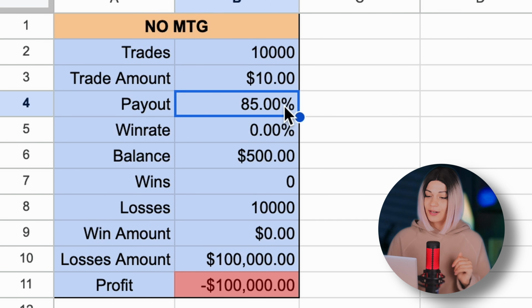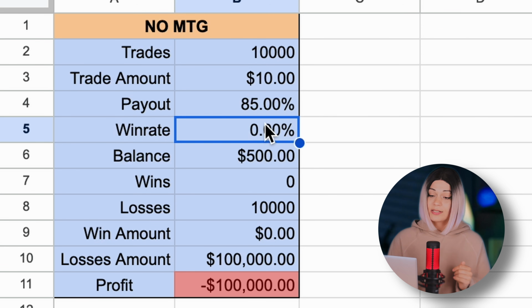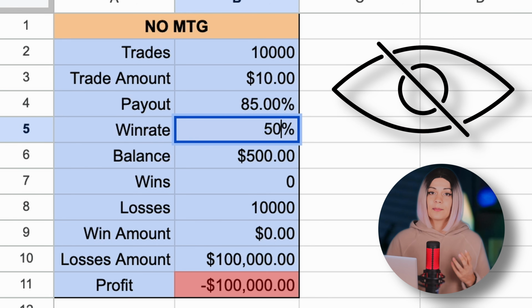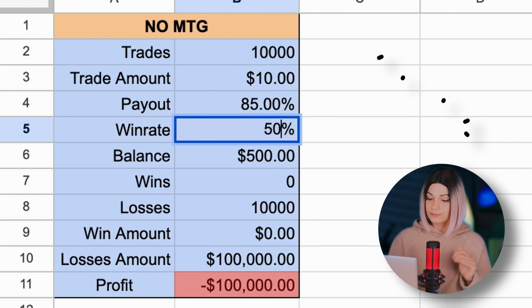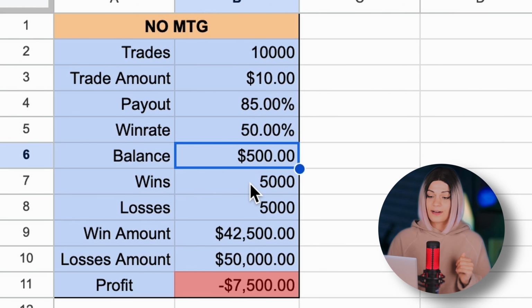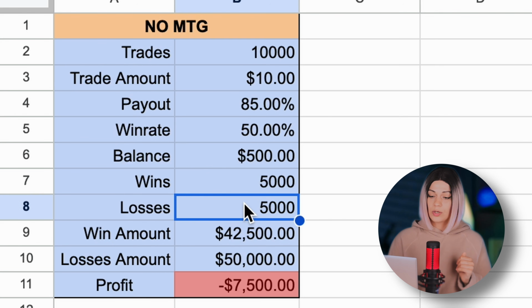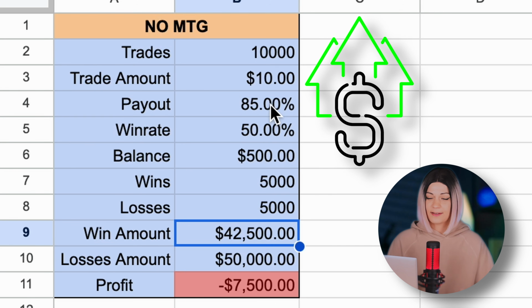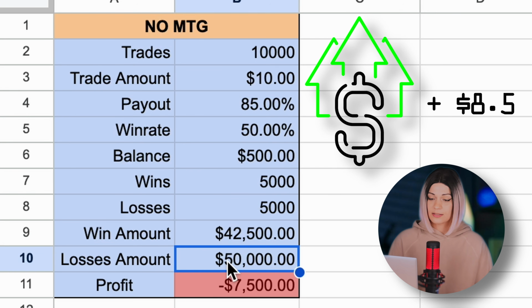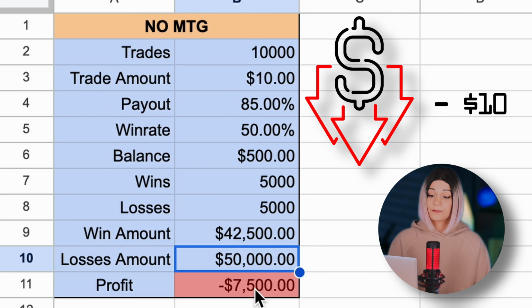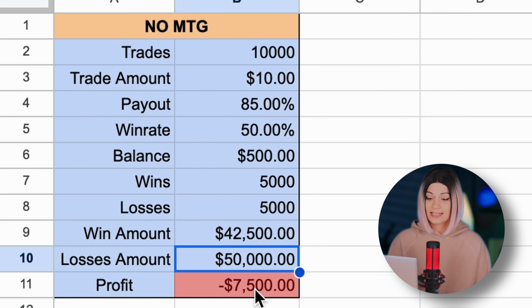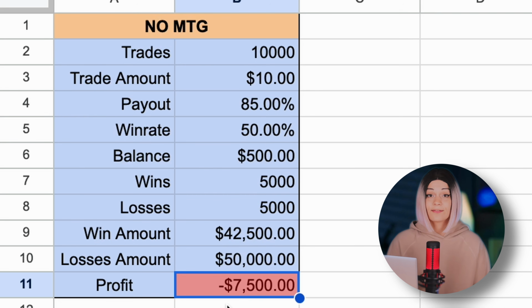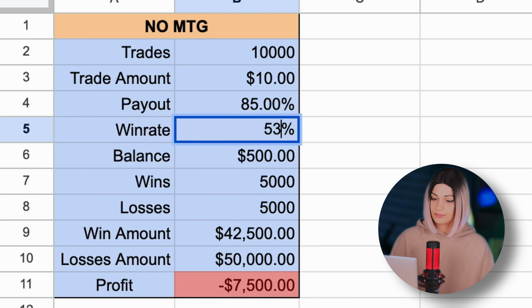Anywho, let's imagine your payout is 85% and your win rate is 50%, so you are guessing. Half of them are lost, half of them are won, just opening them at random, no strategy, no nothing, just random. In this case, you're gonna win 5,000 deals, 5,000 deals lost, and from those that you won, 10 multiplied by 85%, it's gonna be 42,500 and lost 50,000. So with the win rate of 50%, just guessing, you are gonna lose $7,500, and you are gonna be profitable around 53%.